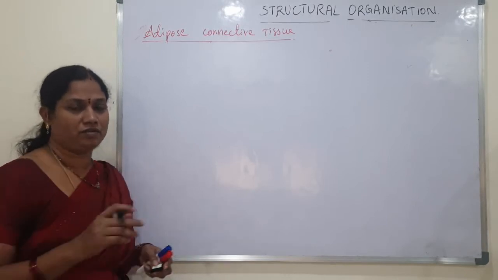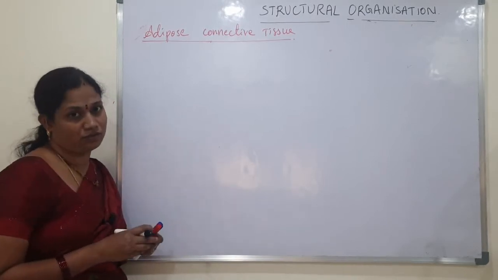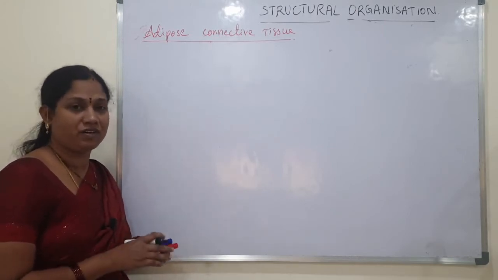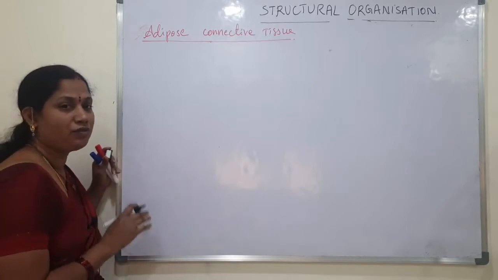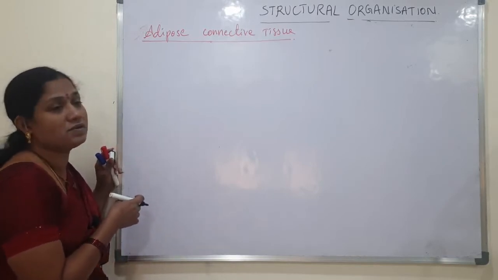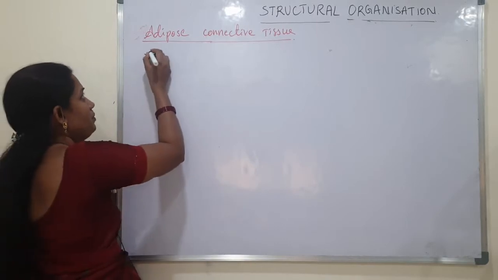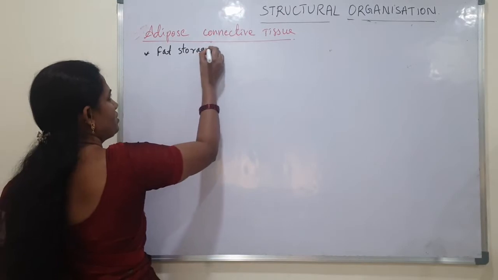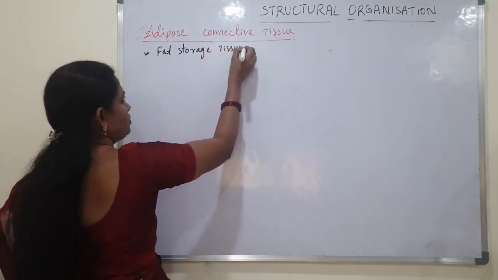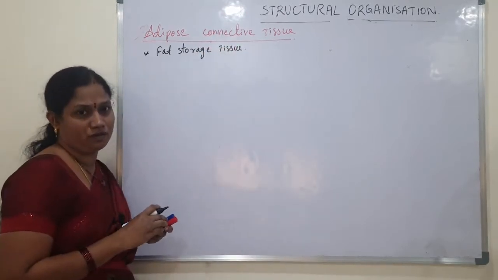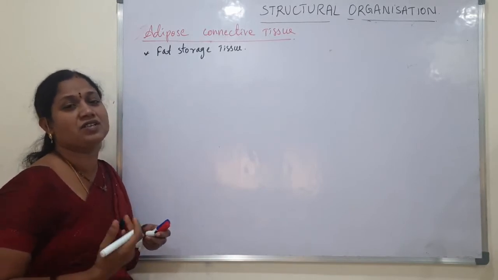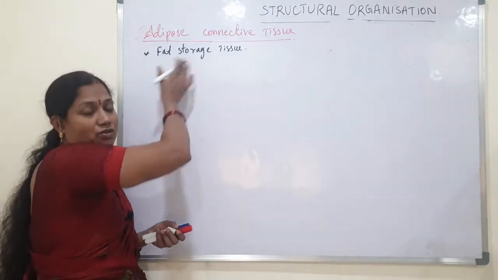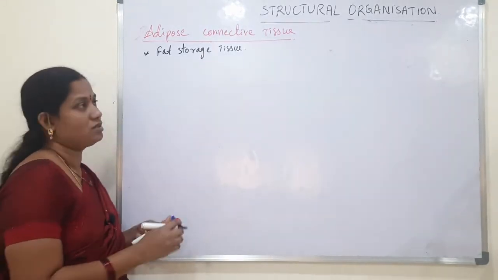Next, I am going to teach about adipose connective tissue. In the connective tissue, the first one, areolar connective tissue, we have finished in the previous video. So in this video, we will learn about adipose connective tissue. Adipose connective tissue is a fat storage tissue. In our body, the excess amount of glucose, the excess amount of energy, is converted into fat. That fat is stored in this tissue. That's why this is called fat storage tissue.